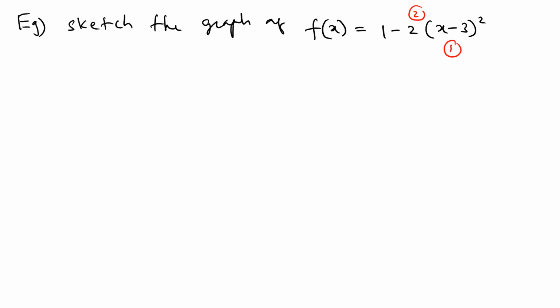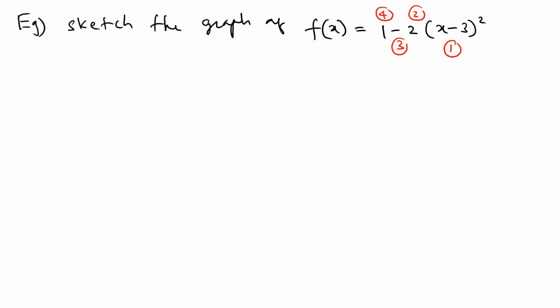And then we do the reflection, and then the vertical shift. So we can do it like that. There are certain steps that you can switch, but not always. So let's go one by one.